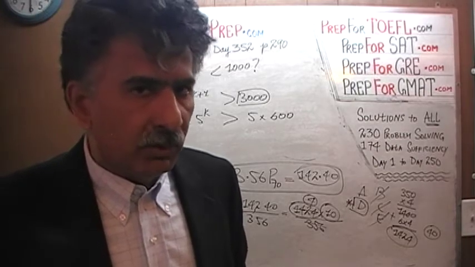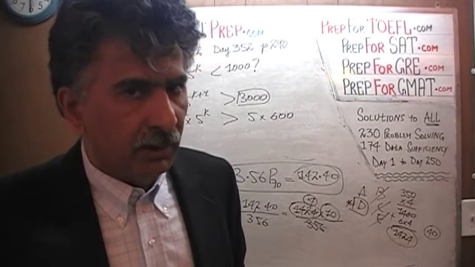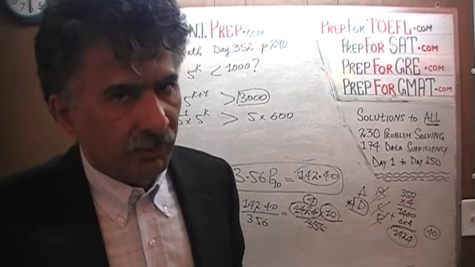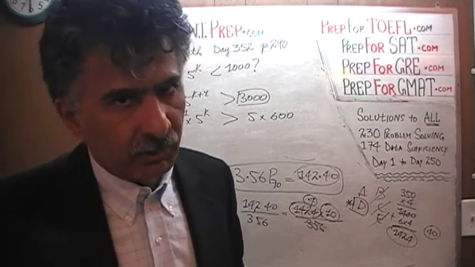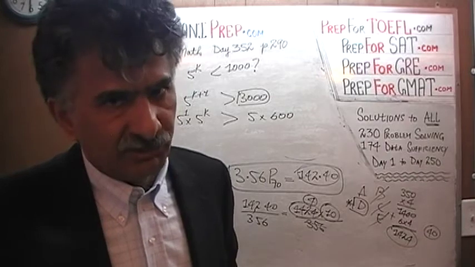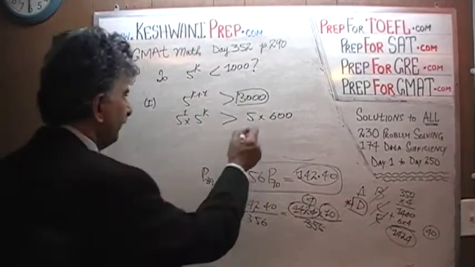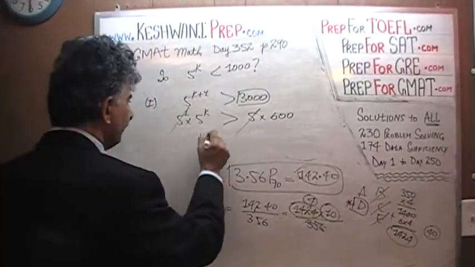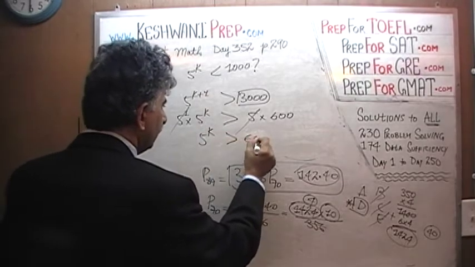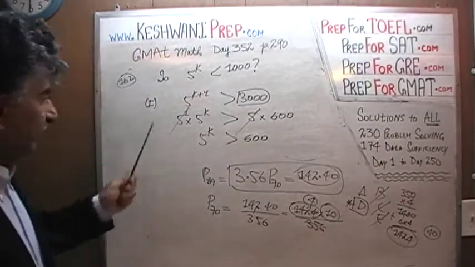When we multiply or divide an inequality by a negative number, that's when we have to remember to switch the direction of the inequality. We don't have to worry about that complication here. Let's divide both sides by 5. And now we end up with 5 raised to k. We know it's more than 600. First statement tells us that.